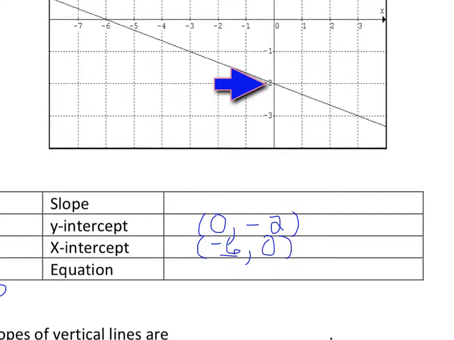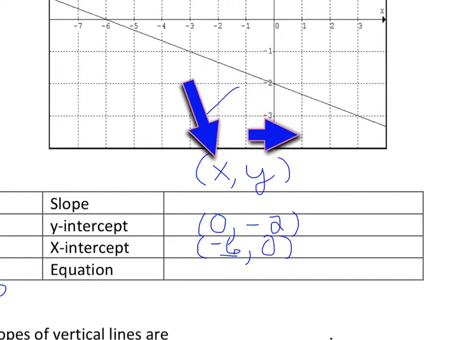You know, our ordered pairs are always x and y. So if you have x-intercept, then there should be a value for x. If you have y-intercept, then there should be a value for y.